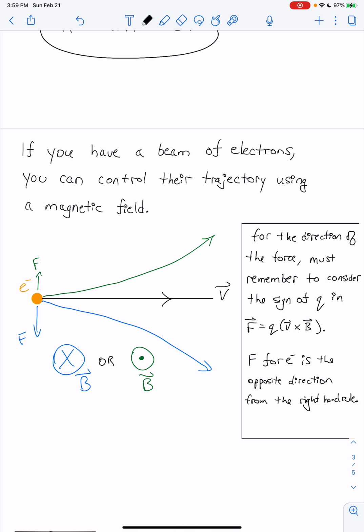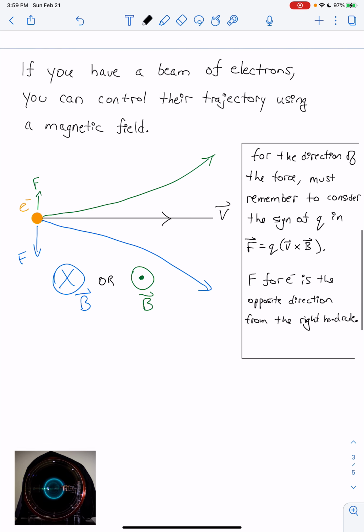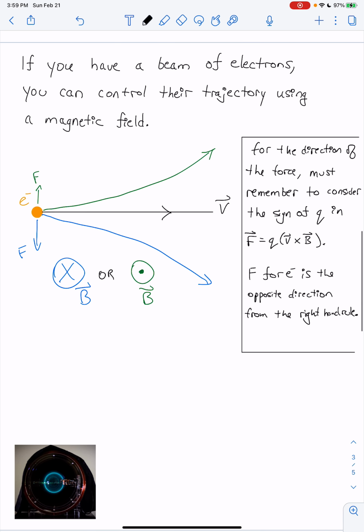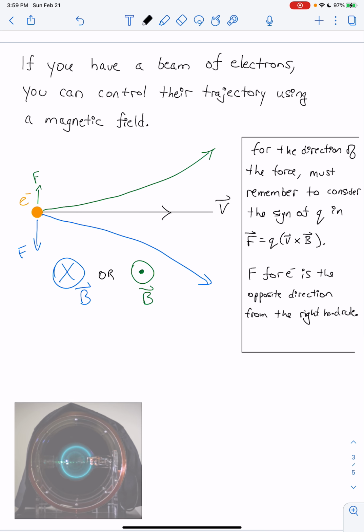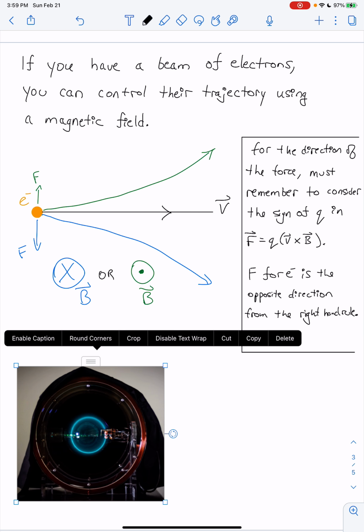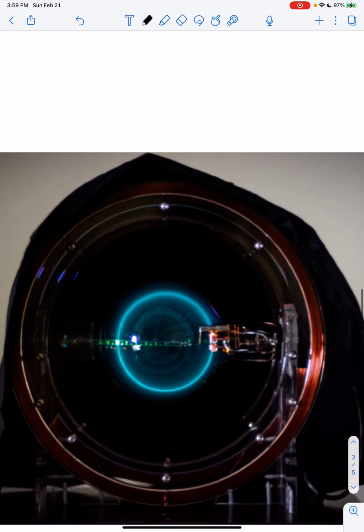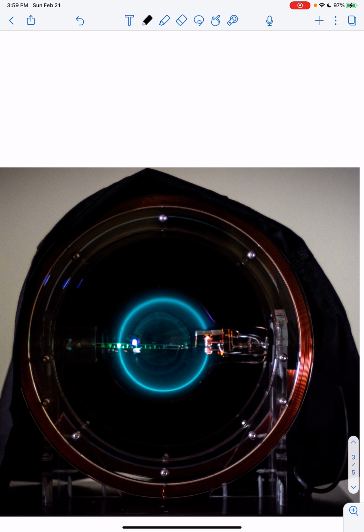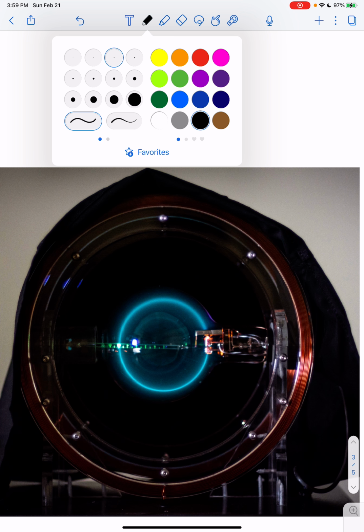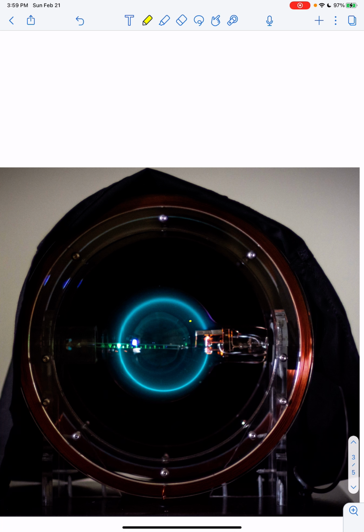Okay. Now we can apply this to a couple of things. The first I'm going to point out is kind of neat, which is that we can create a beam of electrons, which we can do in a lab. In this case, this is just a device that we have in the lab, and in this device we have something that creates an electron beam. So this here is an electron gun.